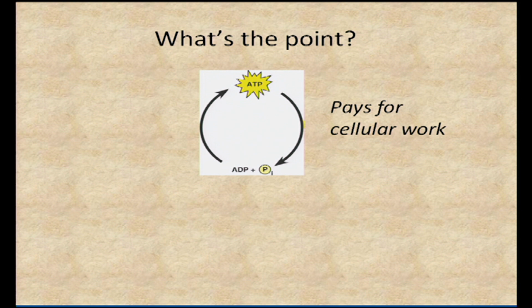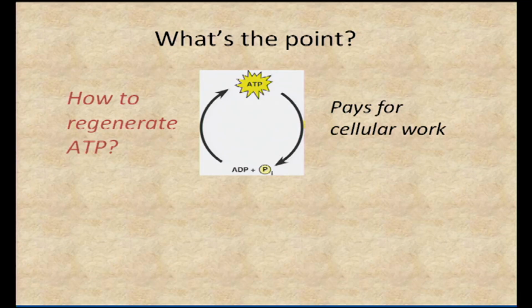So if you want to run the activities or the work of a cell, you're going to have to regenerate that money. Just like any economy, you got to spend money, but you got to make that money back if you want to keep spending it. So the real question isn't how we spend the ATP, it's how do we make it back? In other words, how do we regenerate that ATP? This is a question that every organism must address, or they won't be able to live.